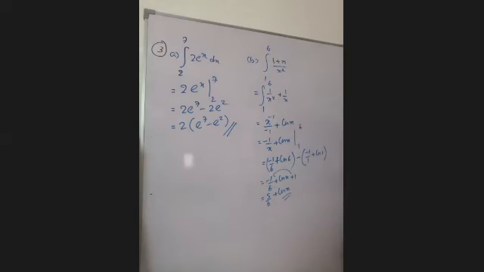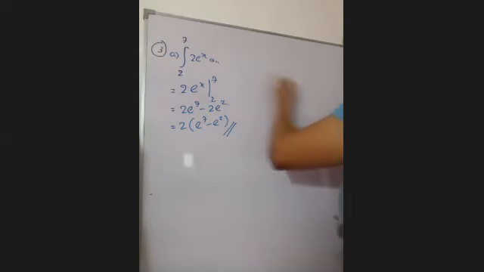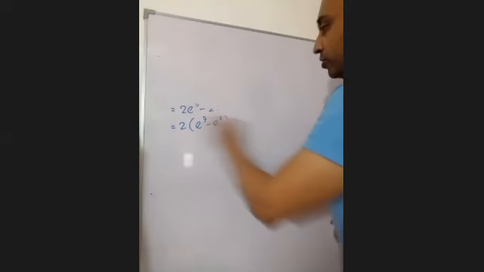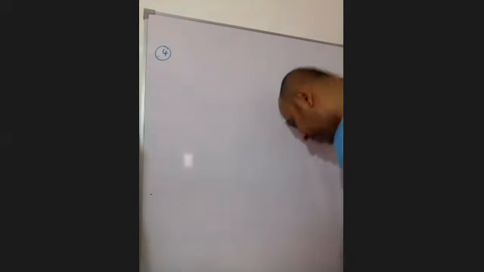In the same way you can check the other questions in this exercise 7A, question number 3. This is the technique we use to do this kind of definite integration. You just substitute and get the answer. Then if you come to question number 4, they have given the limits 2a to a.